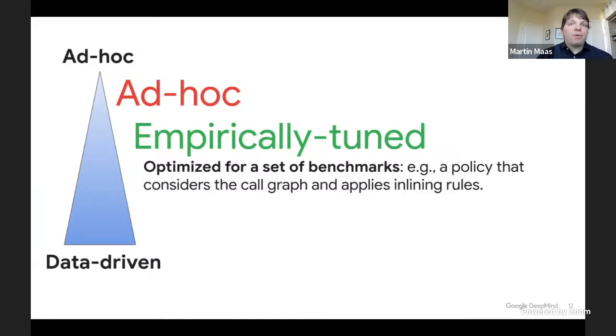The next type of policy is what I call an empirically tuned policy. These are policies that may be more complex and are trying to solve a problem in a better way. They're oftentimes developed by using benchmarks and developing algorithms and techniques to make these benchmarks better. So in the context of inlining policies in compilers, this might be an algorithm that looks at the call graph of a program and applies some complex algorithm, maybe some rules, to determine whether I should inline or shouldn't inline.